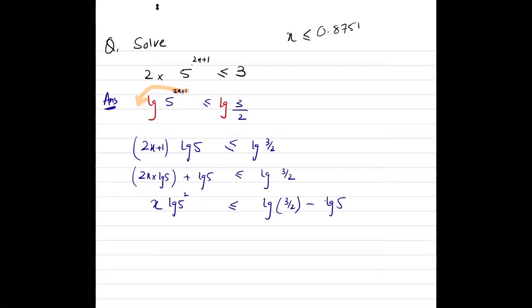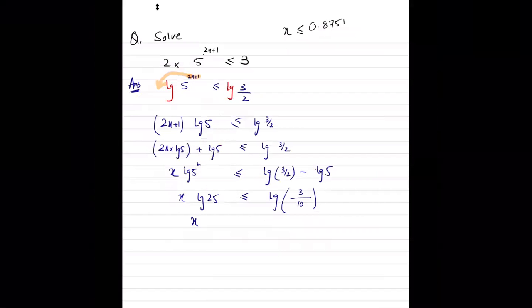I made LG 5 square, LG 10. Oh, okay. So this is going to be LG25. Yeah. And 3 upon 2 minus LG5 will be 3 upon 10, right? And if I divide this further, LG 3 upon 10, which is LG 0.3, divided by LG 25. So what is your final answer coming?